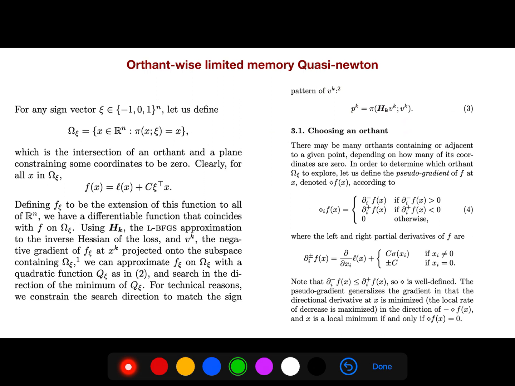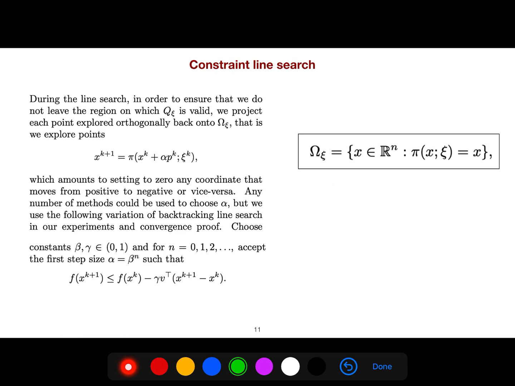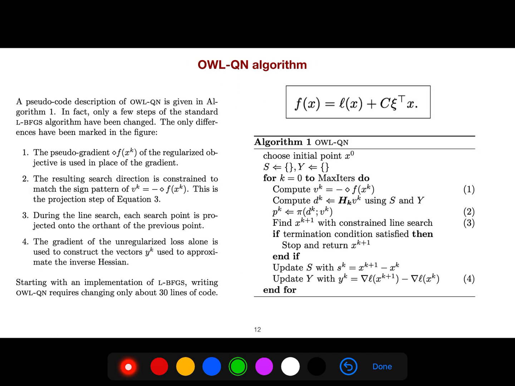For example, the pseudo gradient of f at xi is this symbol. And you could choose this orthant, and then you can use constrained line search. If you've seen my lectures on line search and those things, then you can identify how you can obtain, for example, these parameters beta and gamma. And so the algorithm is like this. First you compute v, and then you compute the derivative, and then you update s and update y.